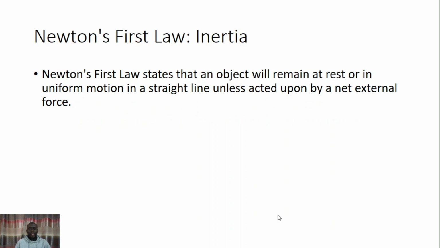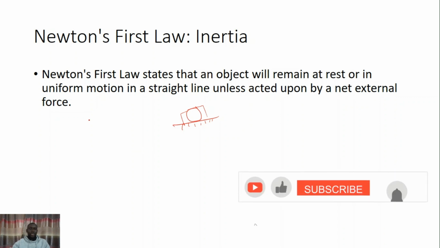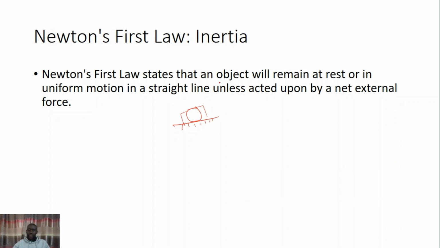Newton's first law states that an object will remain at rest or in uniform motion in a straight line unless acted upon by a net external force. You place a body on a table, let's say a book, that body will continue to be there until an external force acts on it, okay? Or it will continue to move with constant velocity. That is what is known as uniform motion in a straight line, until an external force acts on it. That's the first Newton law of motion.